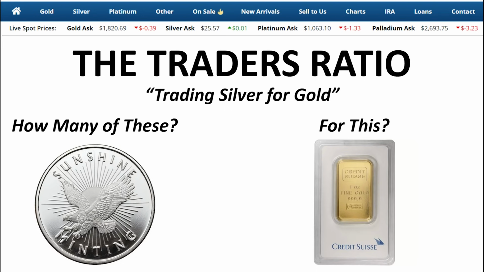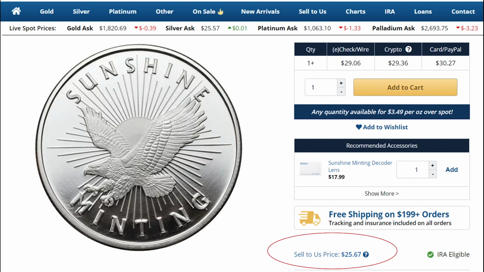So now let's take a look at the trader's ratio, which is the ratio that someone who already owns the silver coins or rounds, that means you've already got them in your stack, would be facing if you decided to trade those silver rounds. We're going to use those Sunshine Minting silver rounds in this example for that very same 1 ounce gold bar. So in order to do that, we first need to know the buyback price on the silver that we wish to trade. This is important here.